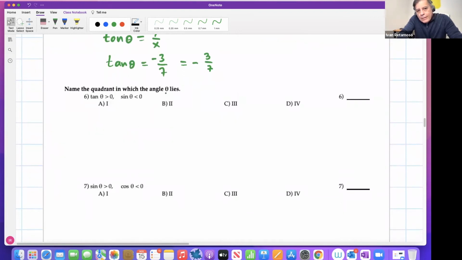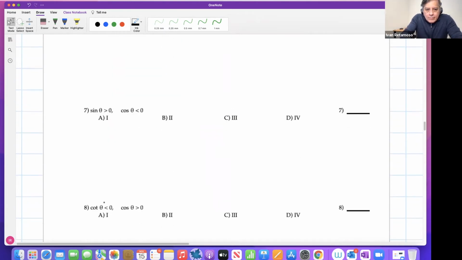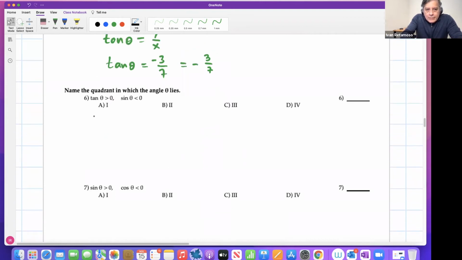Okay, now time to use our nice mnemonic device, all students take calculus, to figure out where an angle lies. Let me go number 6, and then I will ask you to do number 7, number 8, perhaps. On number 6, it says, name the quadrant in which the angle theta lies. They give you this information: tangent of theta positive, sine of theta negative.